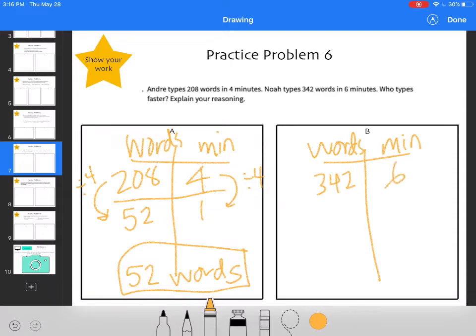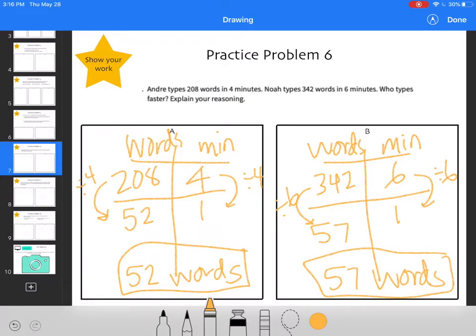So now I have, same thing again, words and minutes. 342 in 6 minutes this time. I want to figure out what it is in 1, so I'm going to divide by 6. Divide by 6, so I'm going to use my calculator. 342 divided by 6, I get 57. So who types faster? Noah. Because he can do 5 more words per minute.